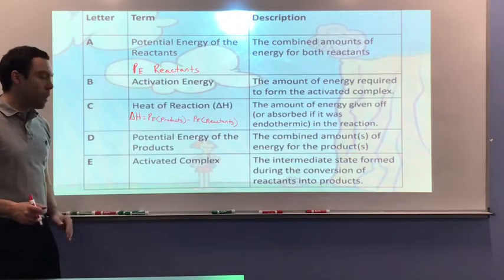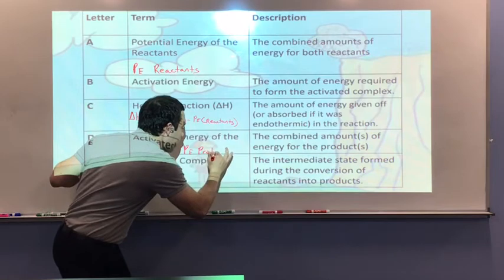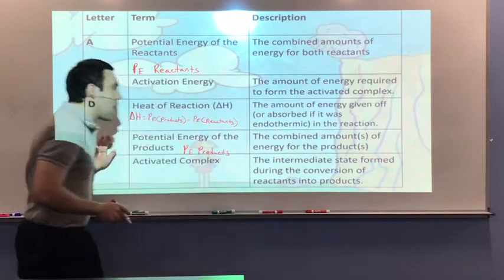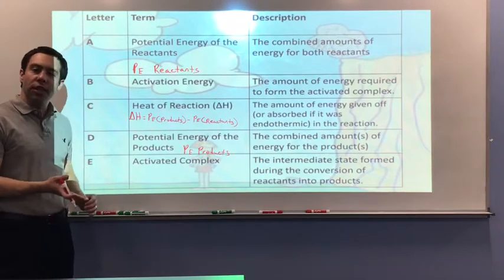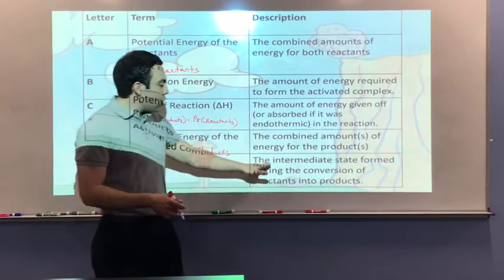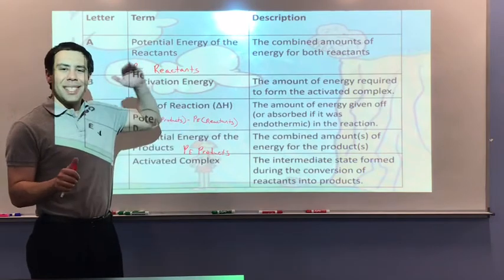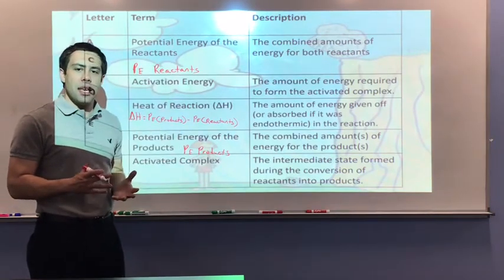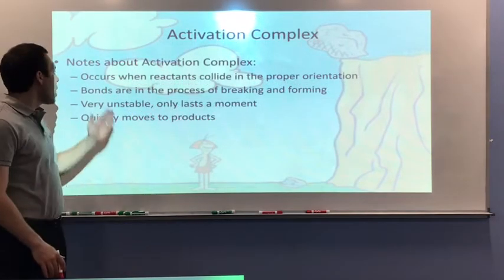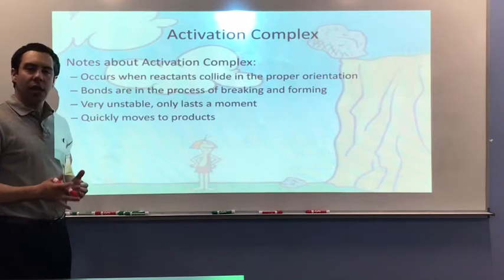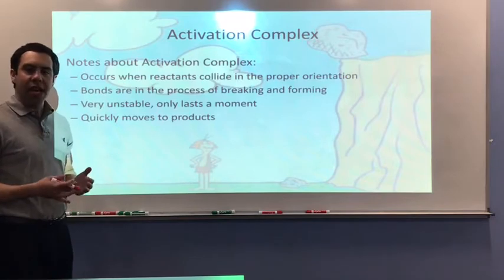D, the potential energy of the products, or once again, PE of products. And that's the combined amount of energy for all of the products. And letter E, we had to draw in ourselves. That's the activated complex. Intermediate state formed during the conversion of reactants to products. Remember, that's the maximum amount of energy, the tip of that peak in any potential energy diagram. Here are some notes about the activated complex. The activated complex occurs when reactants collide with proper speed and orientation. The bonds are in the process of breaking and forming.